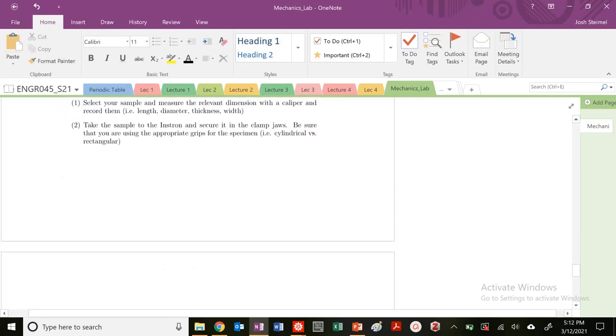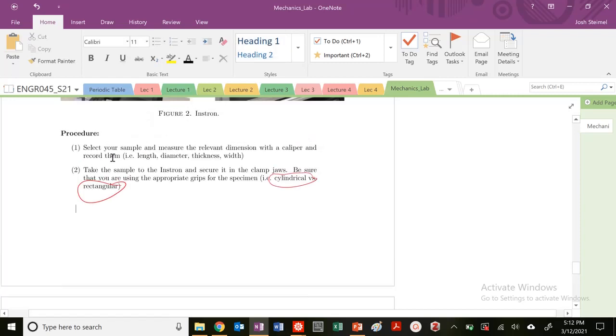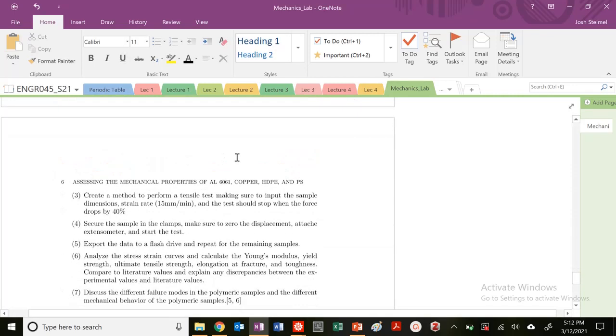We have cylindrical versus rectangular samples, and ours are flat samples. You're going to measure the dimensions of our sample, and you'll see them in our PowerPoint slides as well, and then we're going to calculate the strain from that. Again, we're pulling at 15 millimeters per minute. The test will stop once the force drops by 40%, so when the material fractures, essentially.